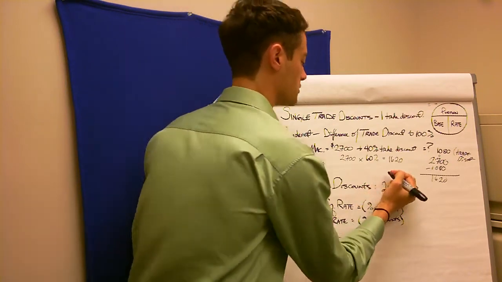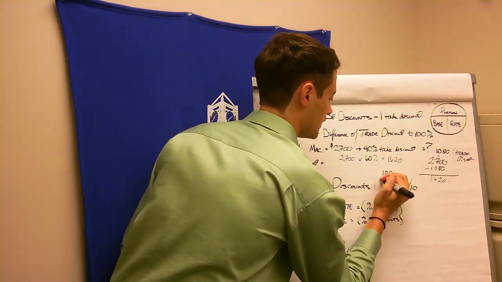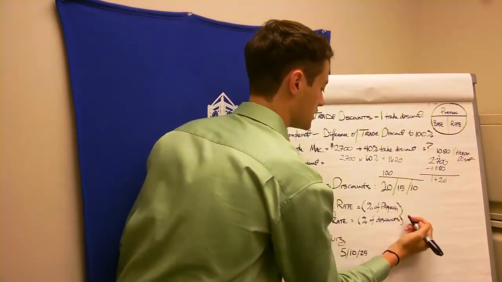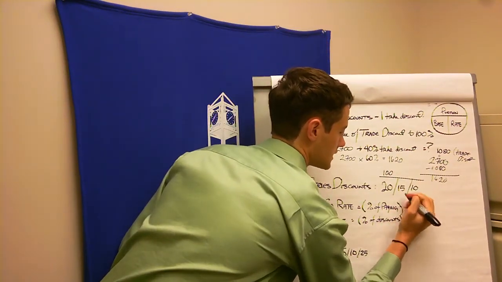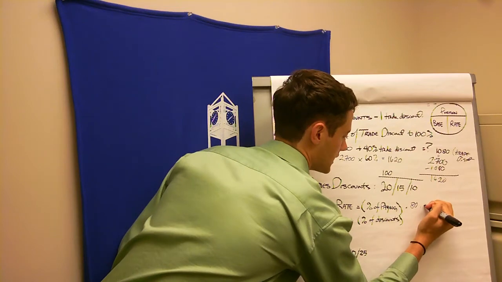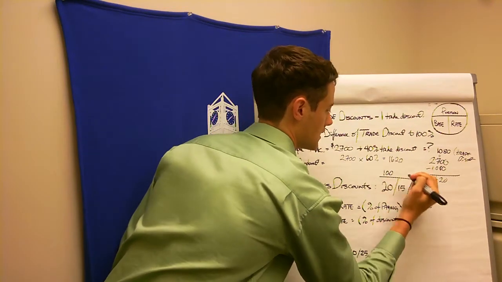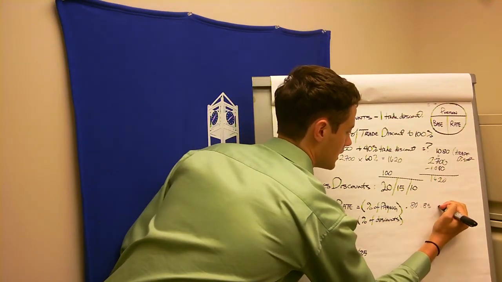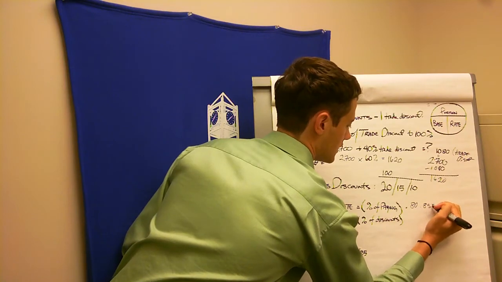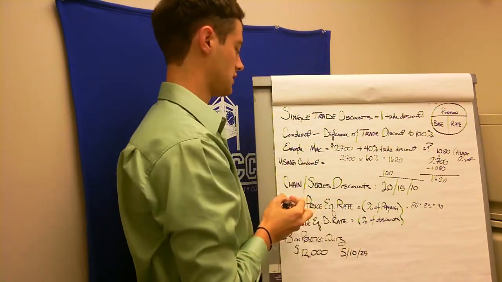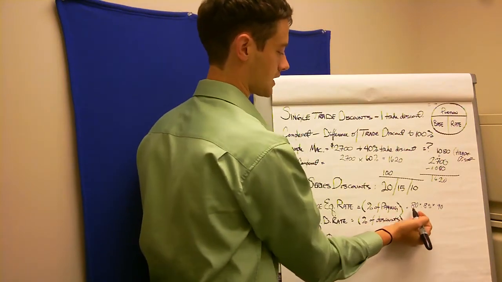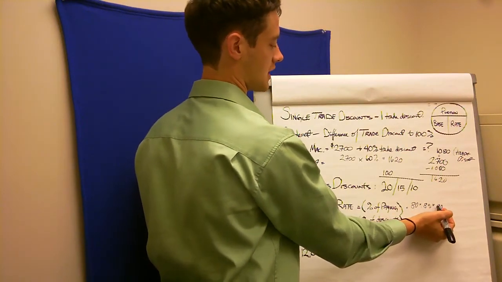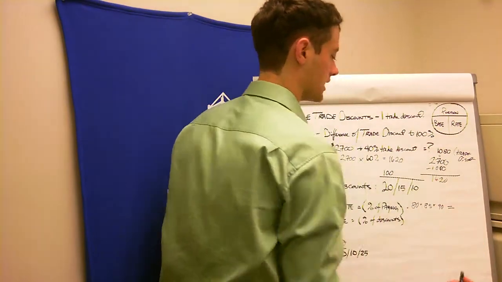So if we had 100% here, I'm going to take my discount from each of these. So I'm paying 80%, I'm paying 15, so I'm paying 85%, and then minus 10, so I'm paying 90%. To get the net price equivalent rate, I'm going to multiply these together, so 80 times 85 times 90 to get my number.